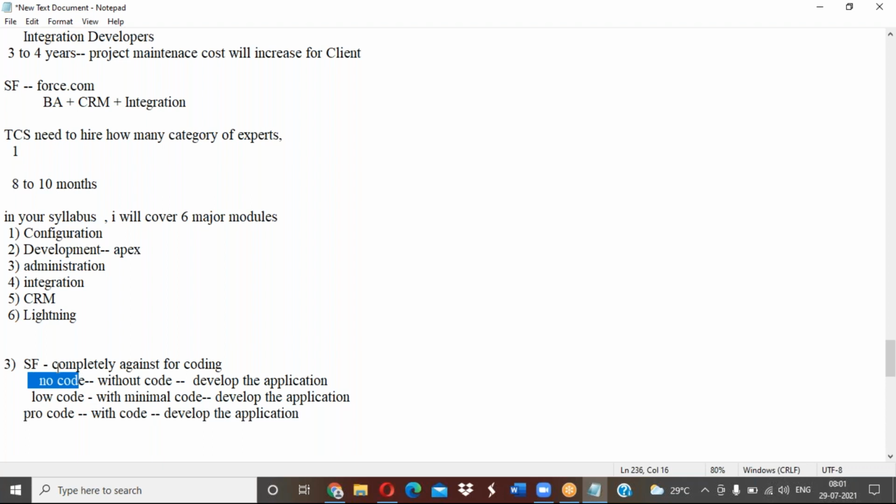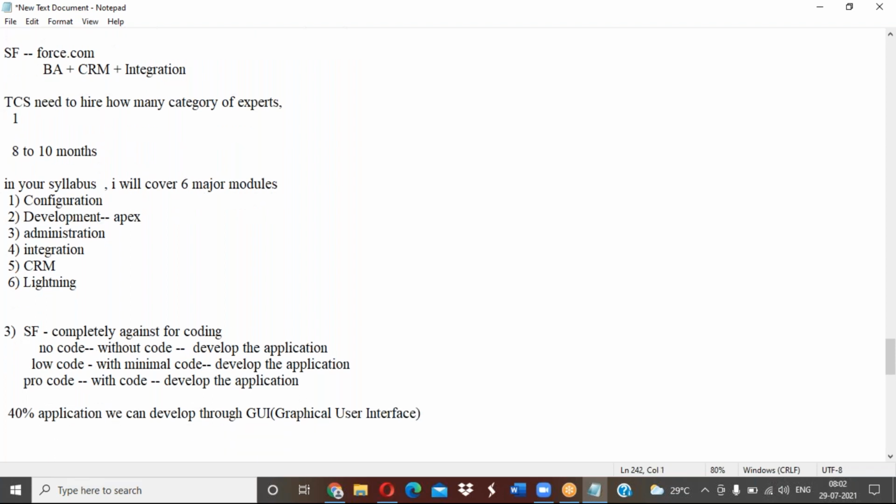No code only. This is the third reason why Salesforce is number one in the market in the area of PaaS. Listen carefully, Hussein Basha, especially you, listen carefully, all of you. 40% of the application we can develop through GUI. What is GUI? Graphical User Interface. Understand the point here. 40% of the application you can develop through what? GUI. You don't need to write any coding. Just drag and drop, point and click. That's it. No coding part.